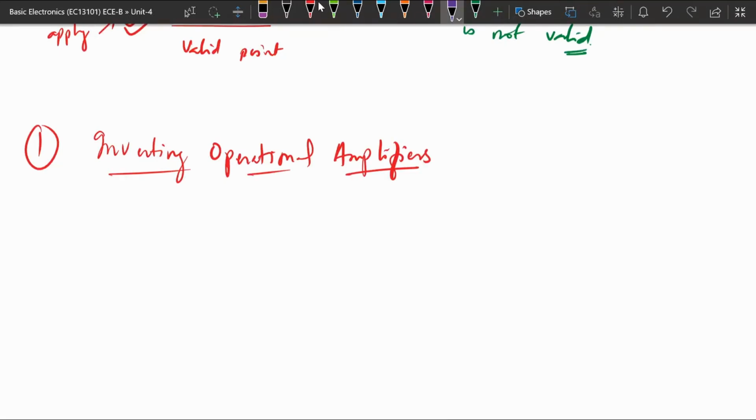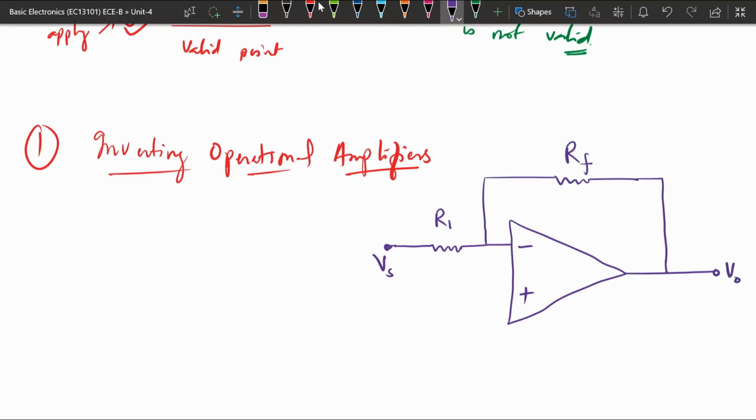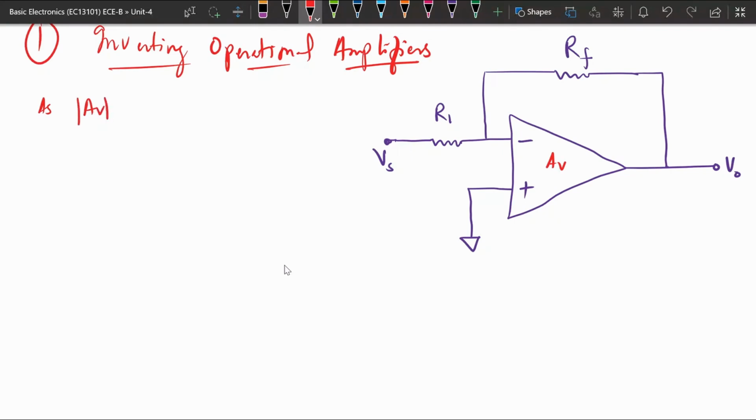In case of inverting operational amplifiers, there will be a feedback that is called negative feedback. There will be a resistance connected with the input voltage. Suppose the input voltage is our Vs, or source voltage, connected to the negative terminal with a resistance R1, and there is a feedback, and here we have the output, and the non-inverting terminal is connected to ground. Now we need to analyze this circuit. As AV in this case is very much greater than the closed loop gain, from the above concept we can apply the virtual ground or virtual short concept.